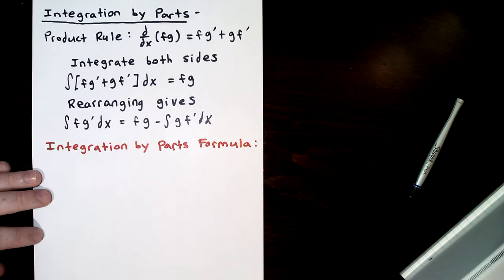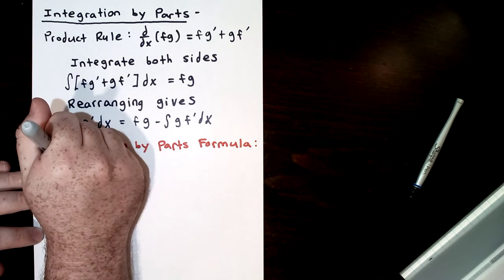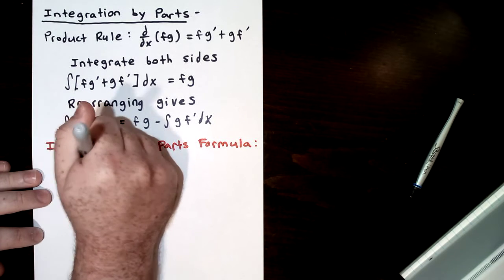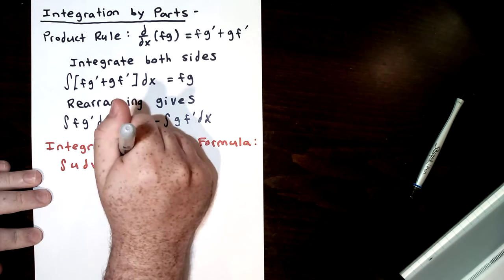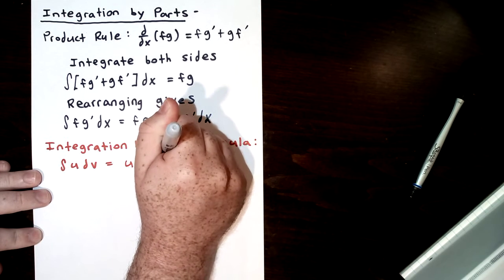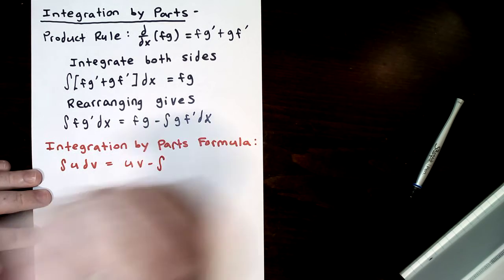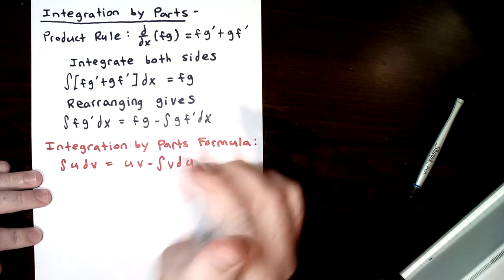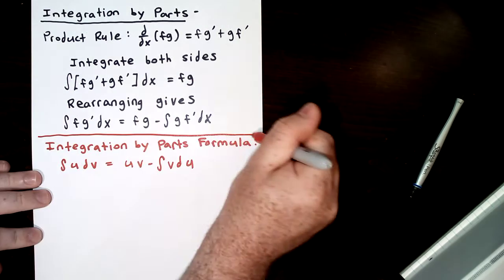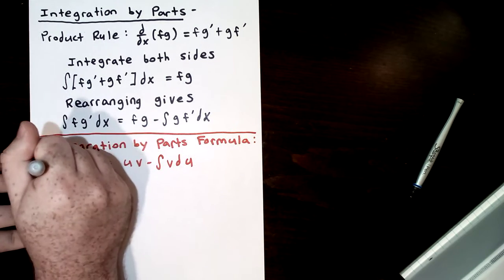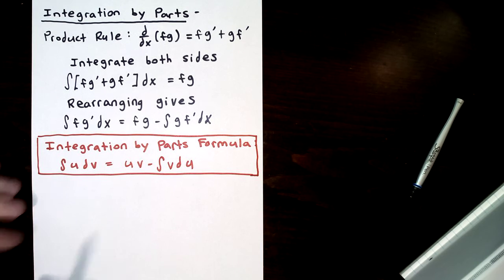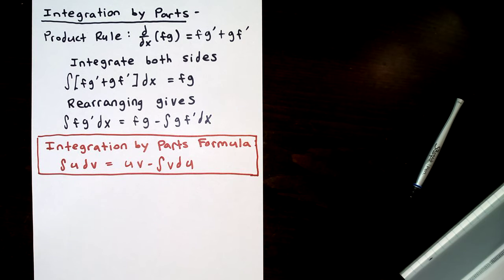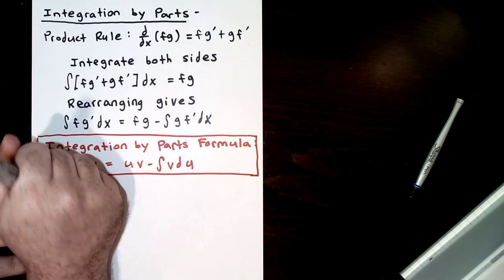All right, so the integration by parts formula is the integral of u dv is simply equal to uv minus the integral of v du. And just to make it very clear, I'll go ahead and box this in. All right, so now we have what we need to do some examples. Let's go ahead and do a first example.